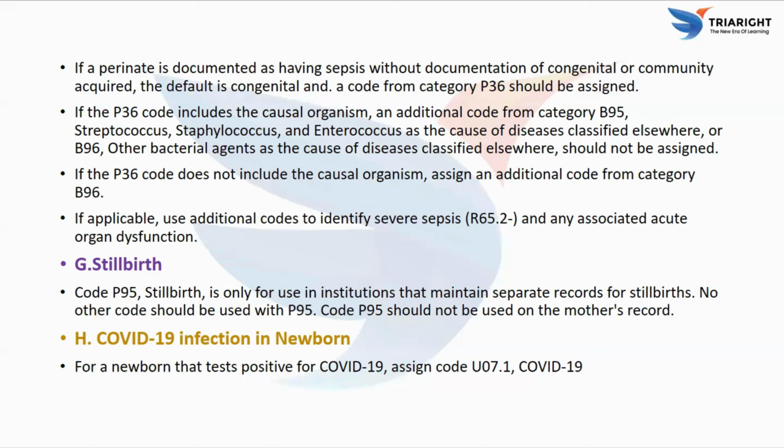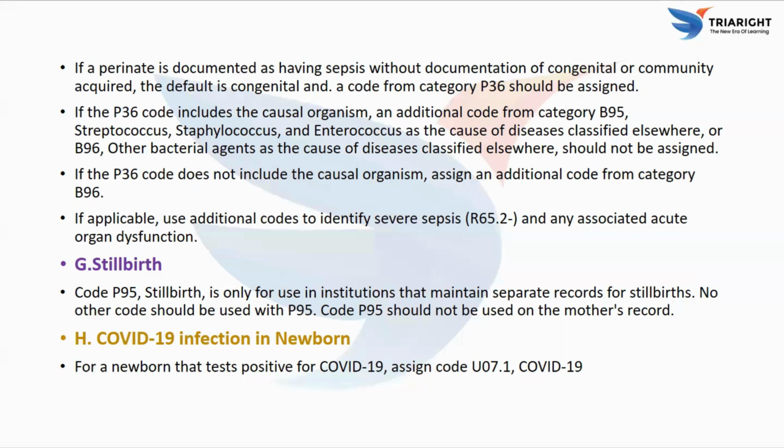So when the germ or organism name is mentioned, sometimes the doctor mentions which organism has caused the sepsis, such as streptococcus, staphylococcus, enterococcus, etc. So if this germ is already included in the P36 code, you should not add an extra code from B95 or B96. When the organism name is not mentioned, so if that P36 code does not include the organism, then we should add an extra code from the B96 category.